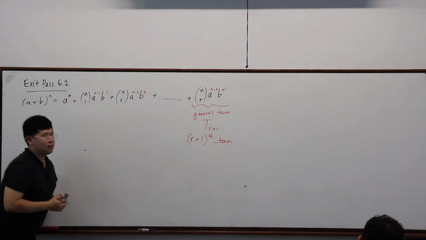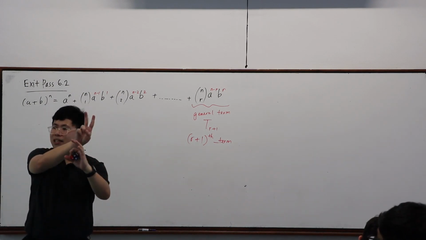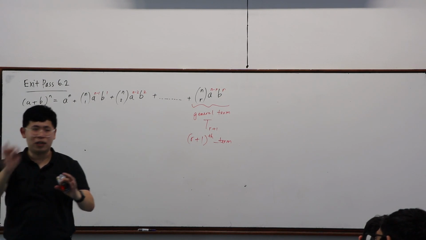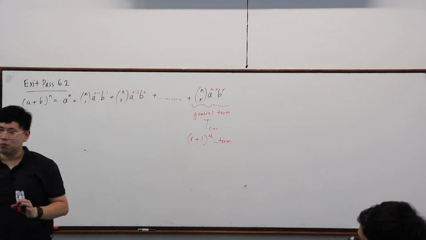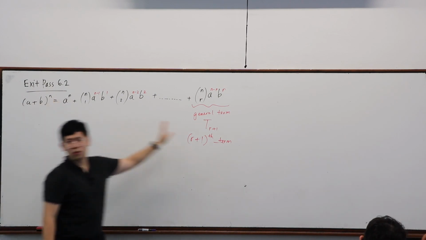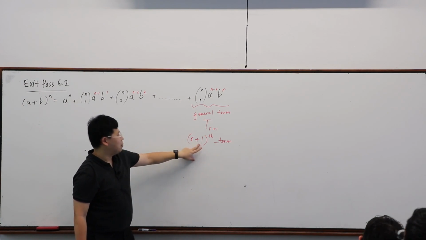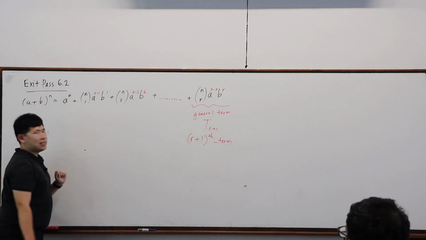Okay, example one. (a + b)², how many terms? 3 terms: a², 2ab, b². (a + b)³, we have 4 terms. So if I have n, I should have n + 1 terms. So if it is n choose r, then I'm referring to the (r + 1)th term. Okay, so this is the first one.